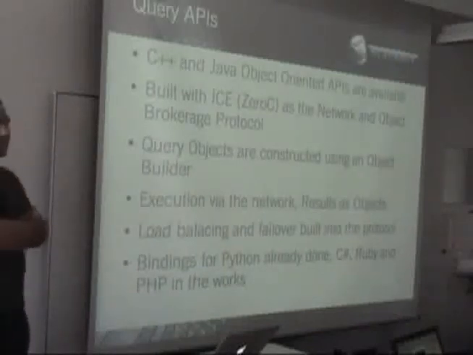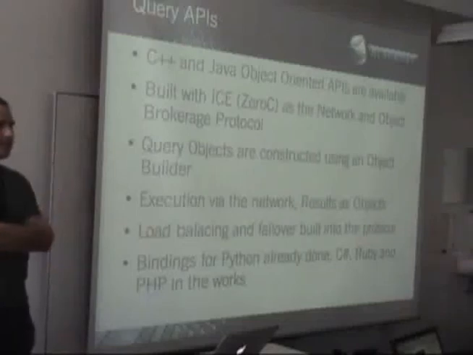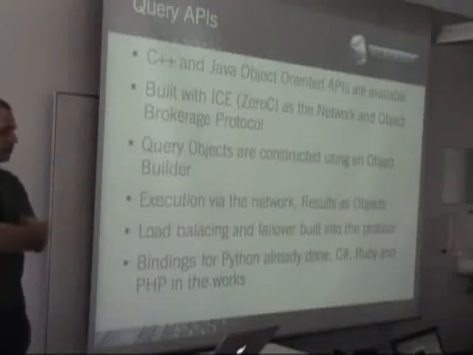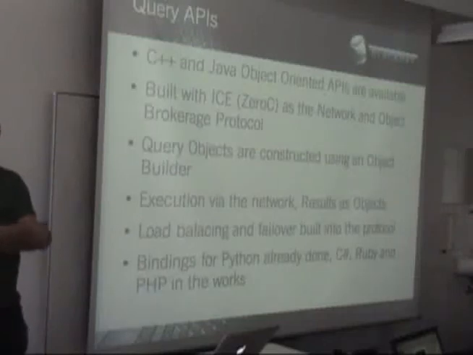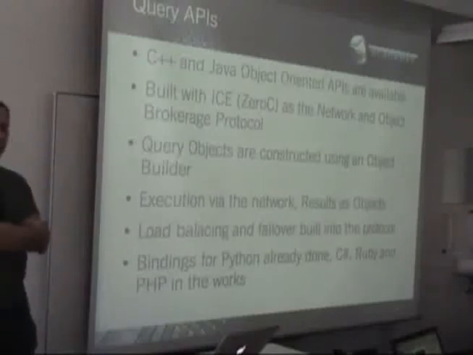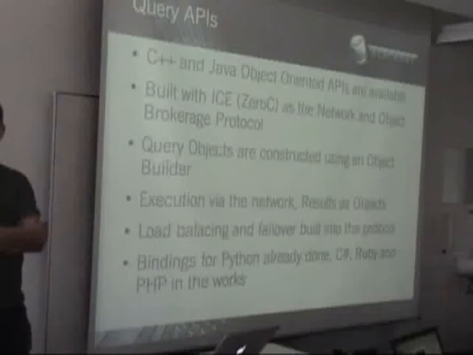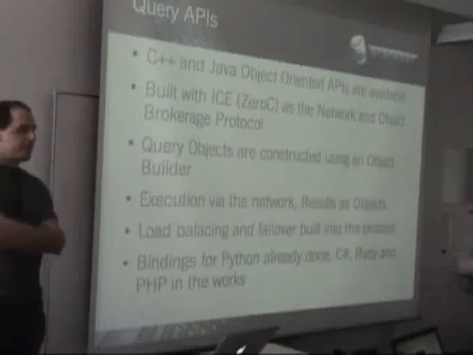Now let's talk a little bit about the query APIs we have. As I mentioned earlier, they are built with ICE, the Internet Communication Engine by ZeroC. It's a network and object brokerage protocol, with very low latency. The protocol offers load balancing and failover, so you have multiple machines, and it will automatically select the machine with the lowest load for executing queries.